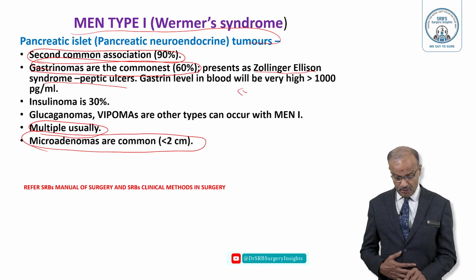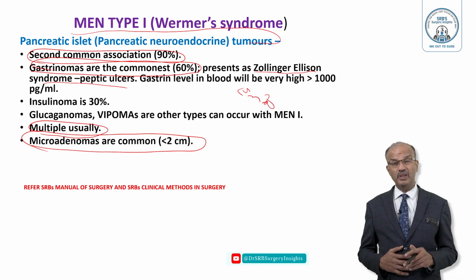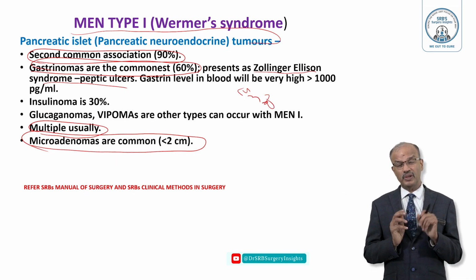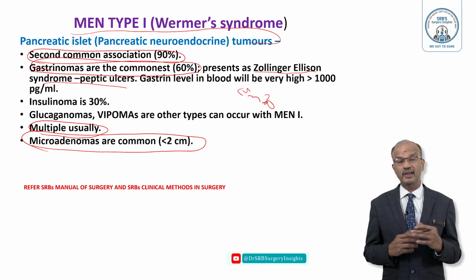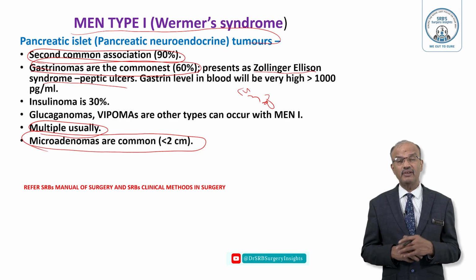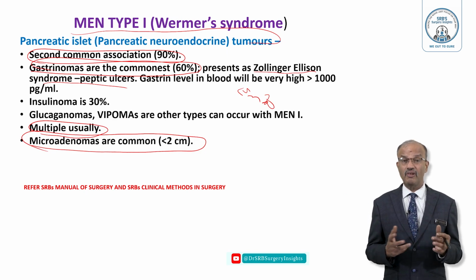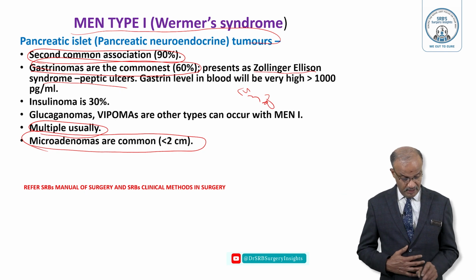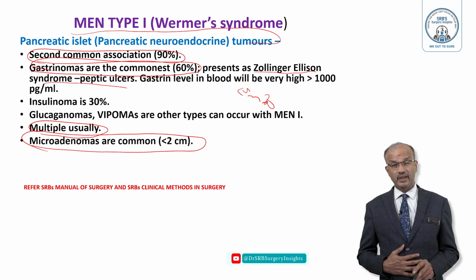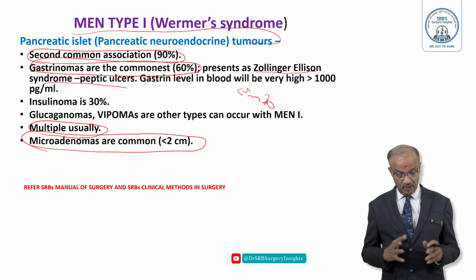So if you do endosonography, we'll be able to identify and pick up all these things, and confirm exactly which type it is. Of course, biochemical assessment: gastrin level, insulin level, because many times they are functioning, glucagon level, or other hormones which you are suspecting, then definitely it will be useful. You'll be able to identify what type it is.